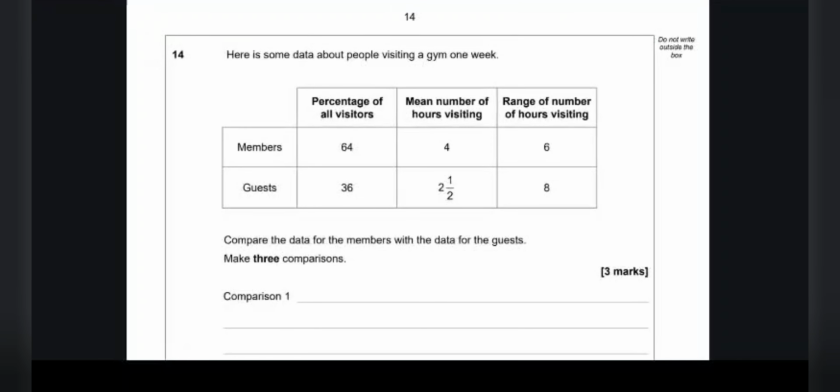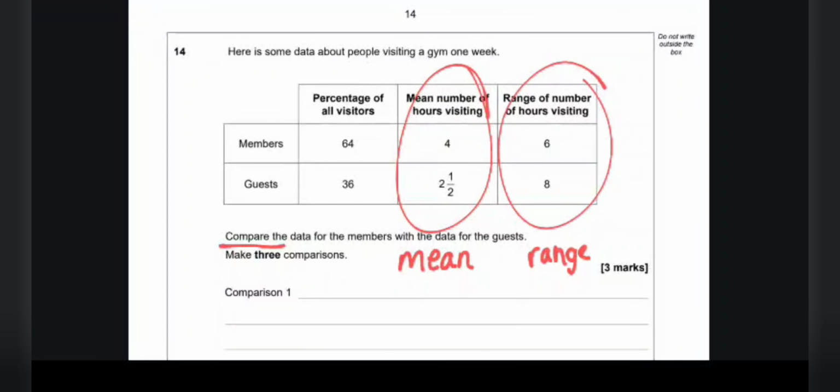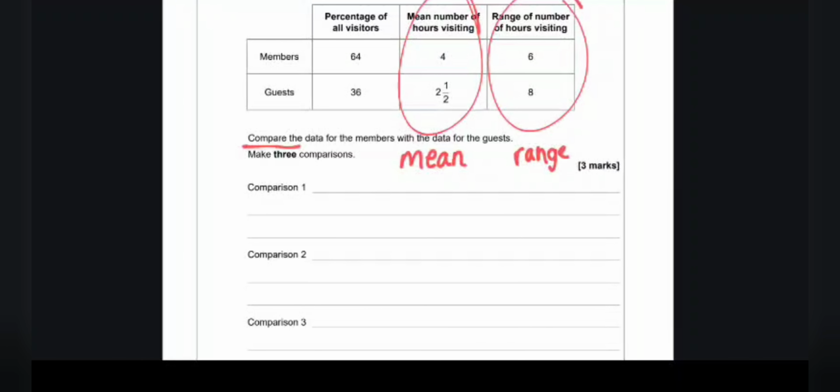Okay, we are looking at statistics now. Comparisons. We want to know what is the mean, what is the range, and how does that differ between the guests and the members? We've got 3 comparisons to do, so we might as well look at just the percentages of the visitors as well. So we are making sentences out of maths. We can say that there were more members than there were guests by looking at the percentages.